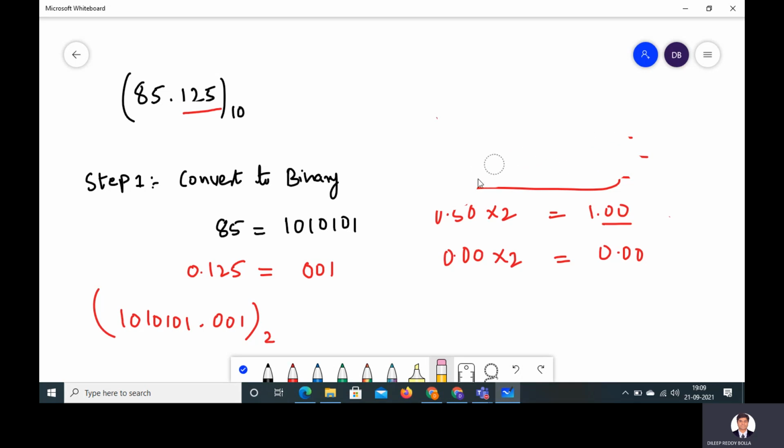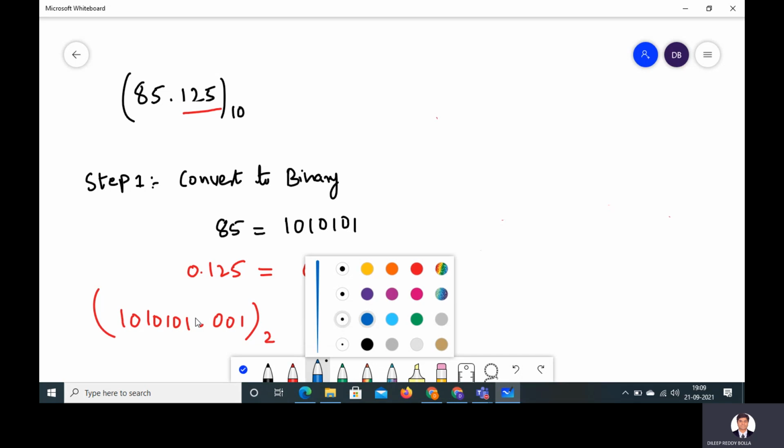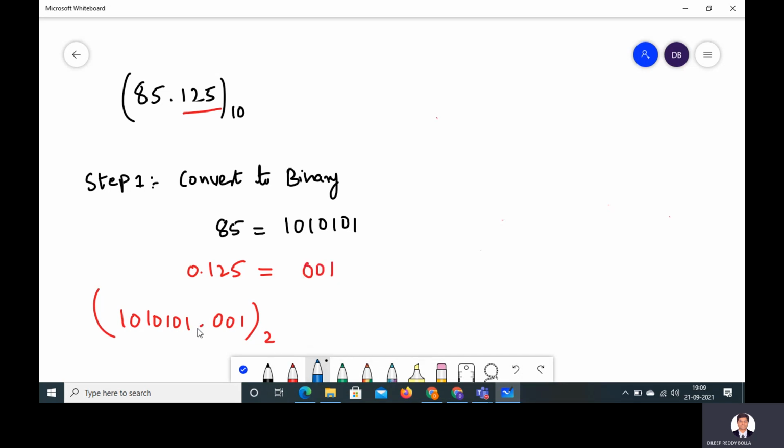We need to convert, so we need to normalize it. How do we normalize that? In order to normalize this, let us see a simple technique. We just figure out how many values are there, how many zeros are there, how many values are there after this decimal point.